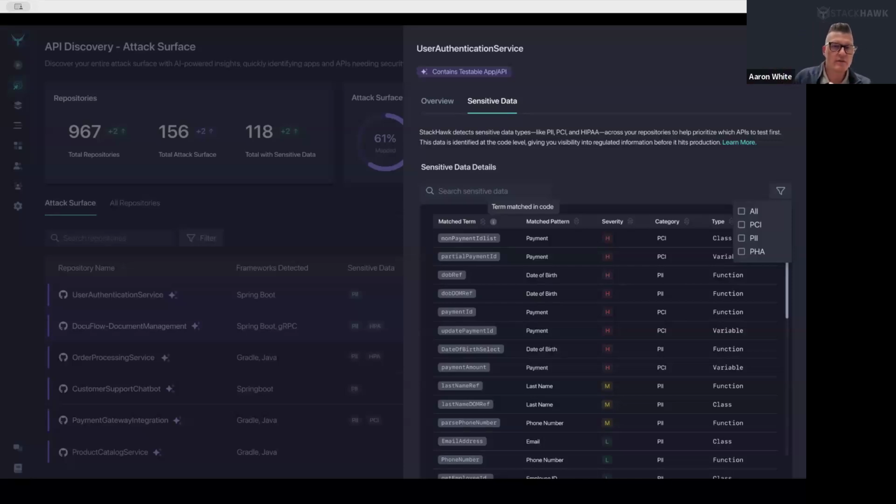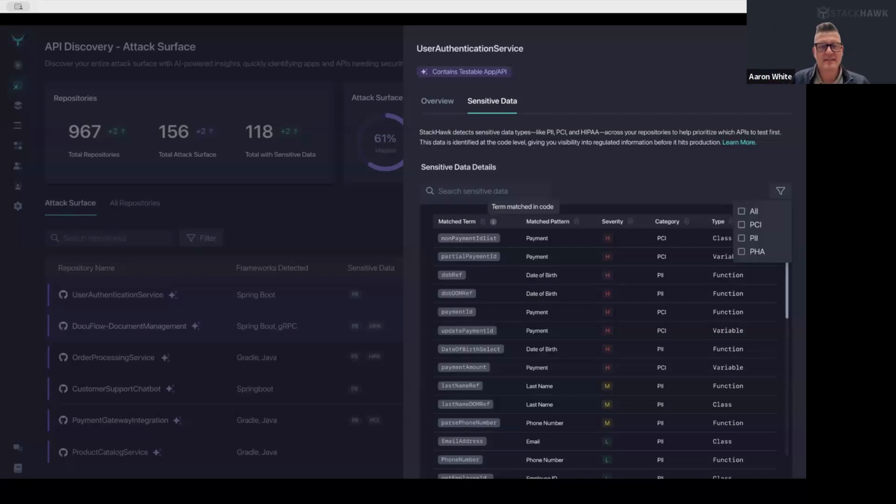And now when you click on a repository name, you get this panel that slides out where we give you an overview of the repository to give you a better understanding of what this repository is. It's a nice description about that, and some metadata information about that code base.